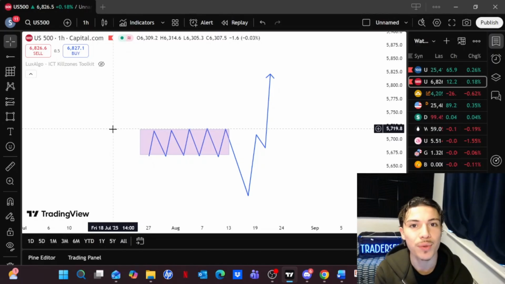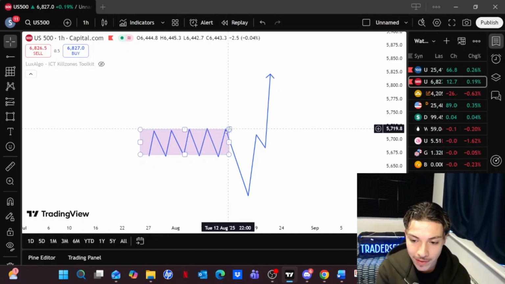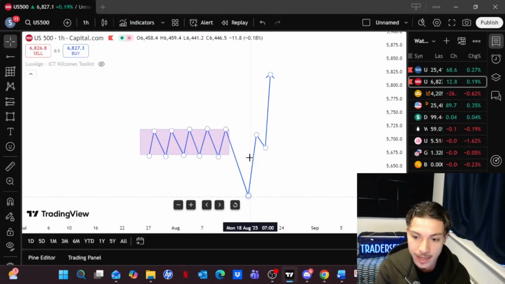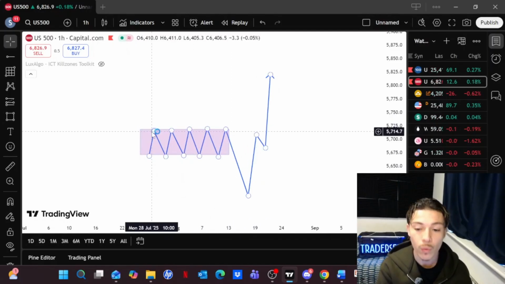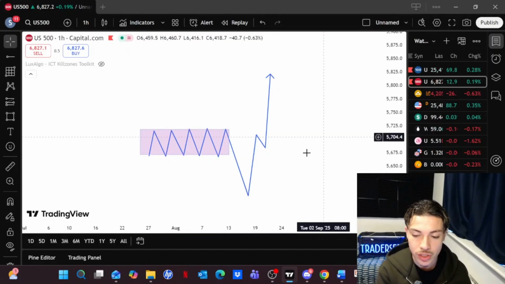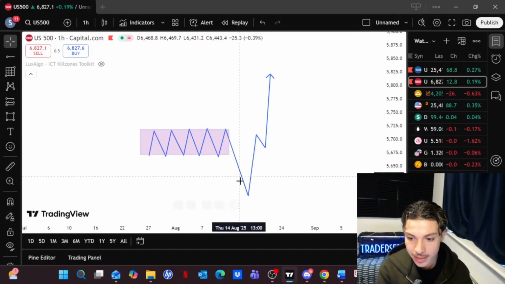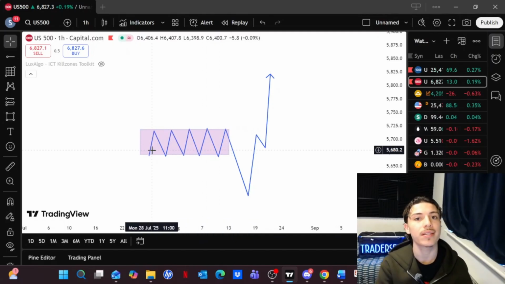Now, what is step two? Step two is where we get the manipulation move. The manipulation move is where we either come to the downside or come to the upside and take out either the lows or the highs within the accumulation, right? In this case, this is a bullish example. So we manipulate to the downside and we take out these lows.